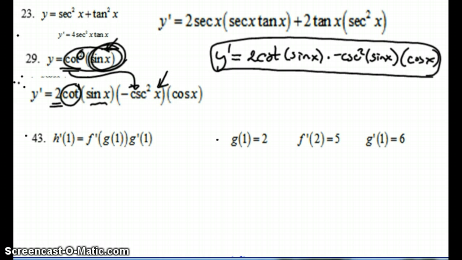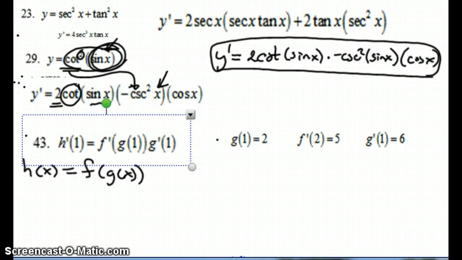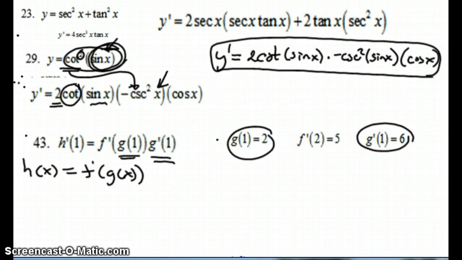Number 43 used a table, and it said that h of x was equal to f of g of x. So the derivative of h of x would be f prime of g times g prime. They asked me specifically to find the derivative at x equals 1, so I needed some information about g of 1 and g prime of 1. G of 1 and g prime of 1 were in the table.